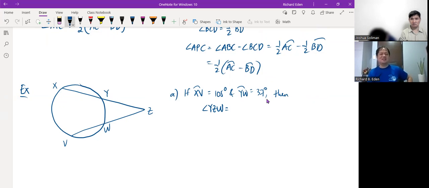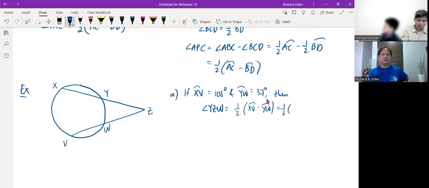All right, but here we're looking at the basics first. So YZW. But yes, this is going to lead to that. So it's 1/2 of arc XV minus arc YW. Just tell me the numbers: 1/2 of 105 degrees minus 37 degrees. So this should be 34 degrees.